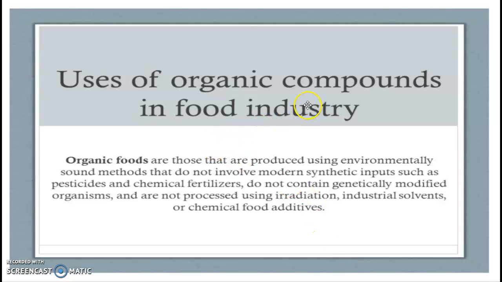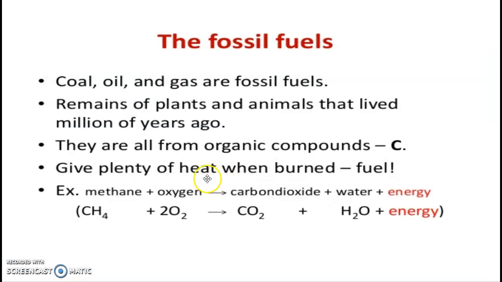Then we will see some of the uses of organic compounds in the food industry. Organic foods are those that are produced using environmentally sound methods that do not involve modern synthetic inputs such as pesticides and chemical fertilizers, do not contain genetically modified organisms, and are not processed using irradiation, industrial solvents or chemical food additives. That means we have to use organic manure for the growth of crops or food materials. Those foods are called organic foods. We have so many organic restaurants nowadays which is trendy.